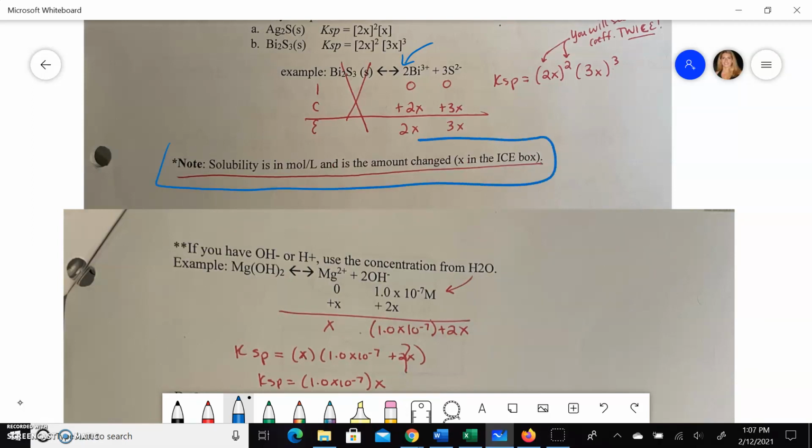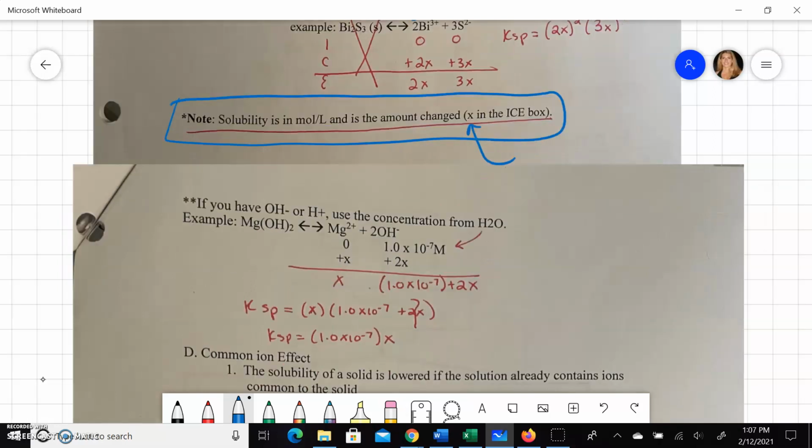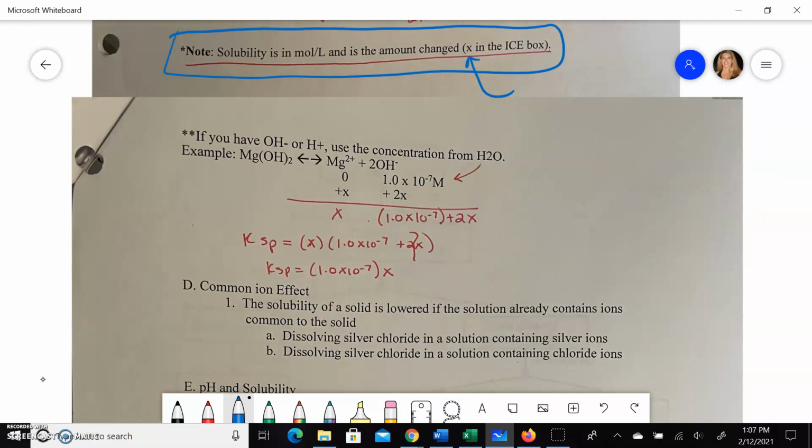When they say what is the solubility, if they're asking you for solubility, first of all, it's going to be in units of moles per liter, and it is the amount changed. So when you solve for X, that is the solubility. You don't use the coefficients anymore, it's just plain old X. X is the solubility, and again, it's in units of moles per liter. And if they tell you the solubility, then they're telling you the value for X.